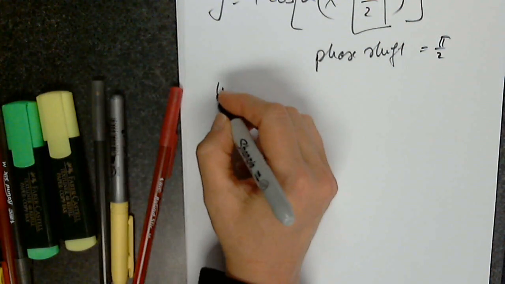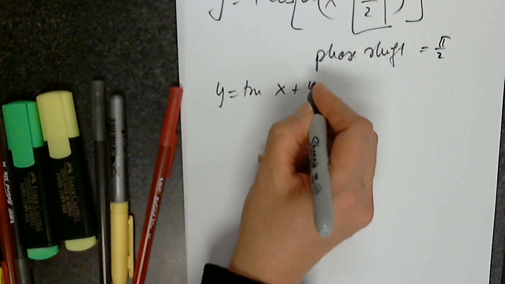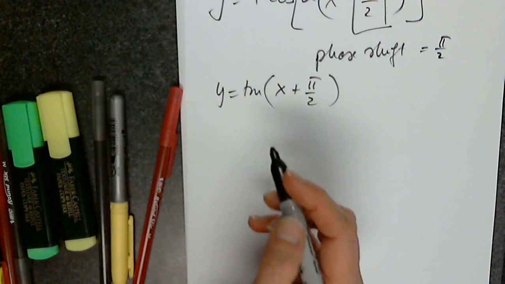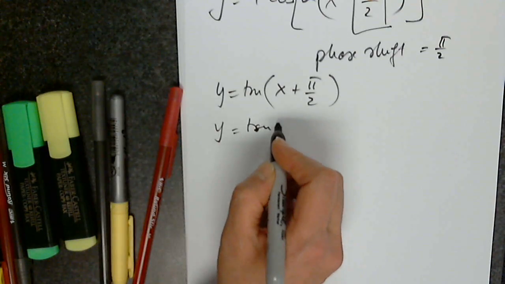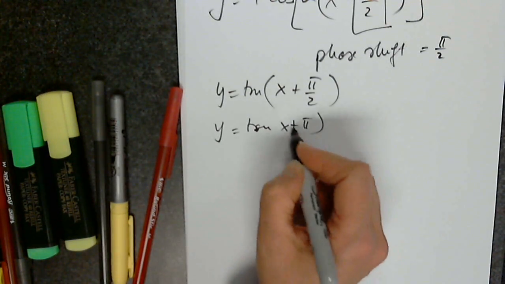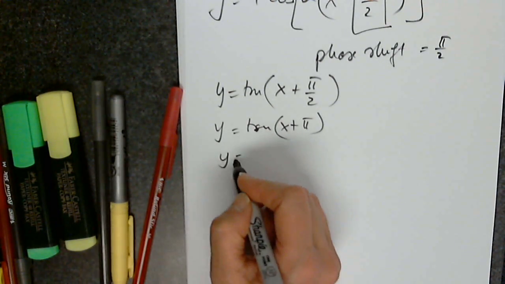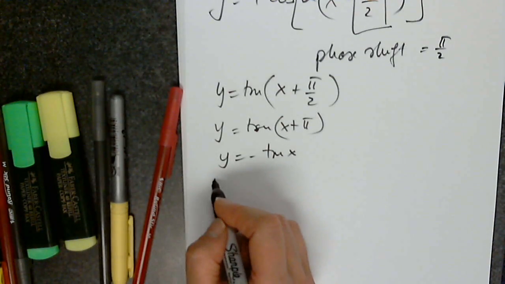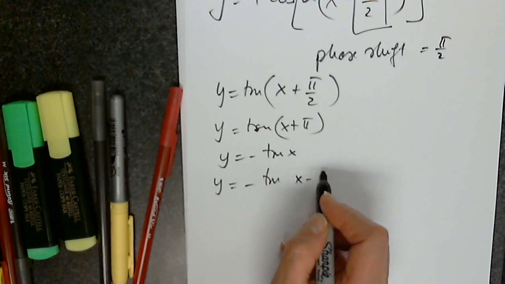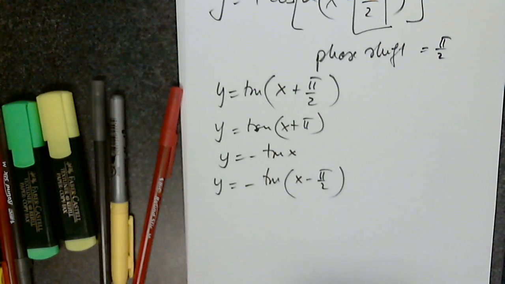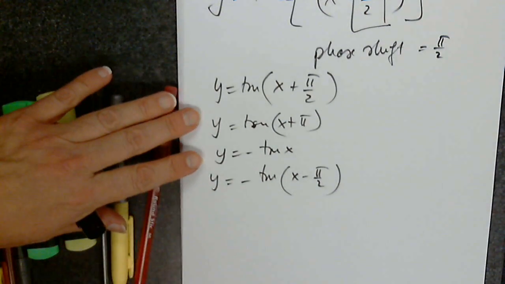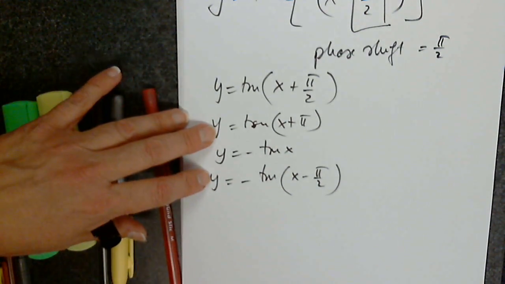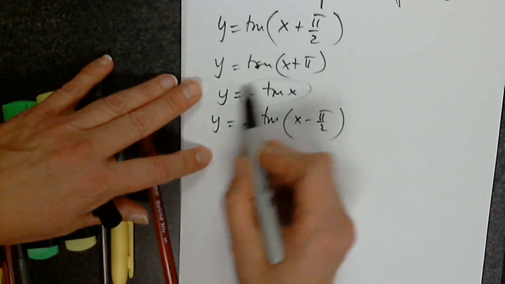So I'm copying y equals tangent x. I'm not looking at the graphs, I'm just copying those four: y equals tangent x plus pi, then y equals negative tangent x, and then y equals negative tangent x minus pi over 2. Very good. I'm going to start with the easiest.